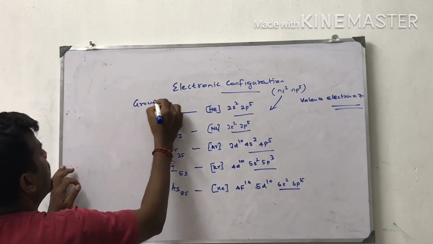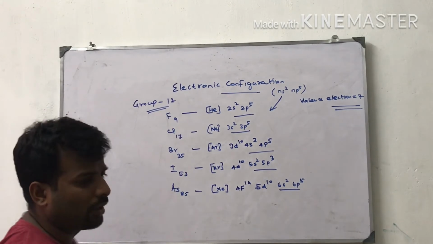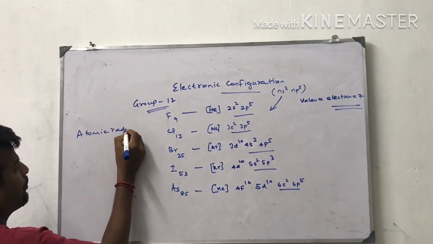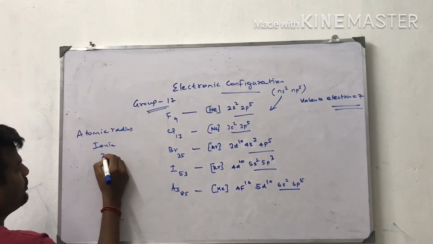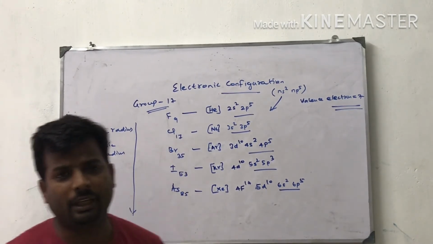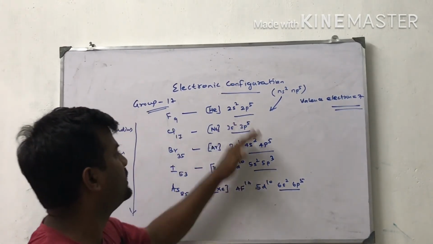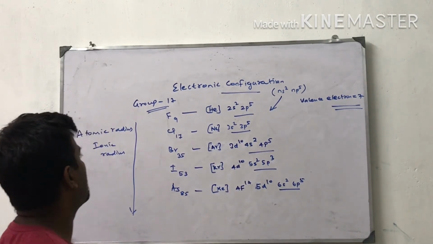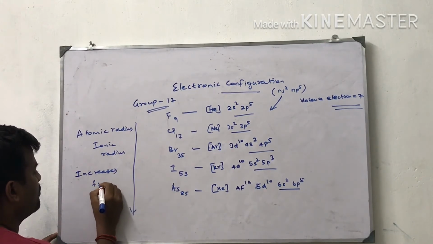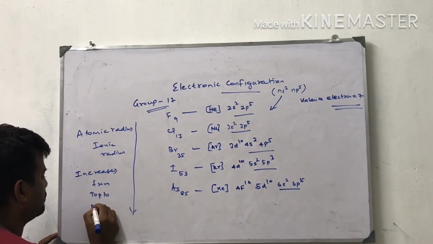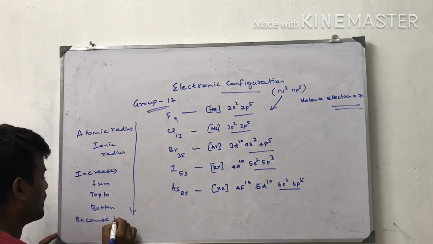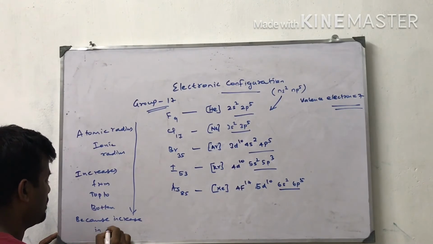Now we are going to start with atomic radius and ionic radius. Atomic radius and ionic radius increase on moving down the group because the number of shells, the quantum shells, increases. Therefore, atomic radius and ionic radius increase from top to bottom.